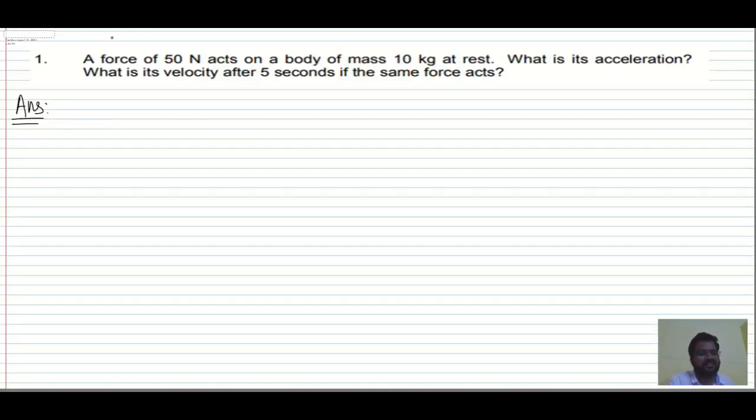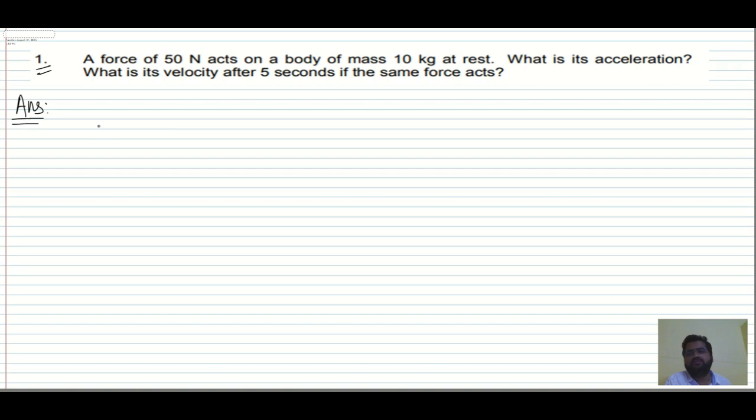So let's start with laws of motion DPP2, and in this, as you can see over here, first question: a force of 50 Newton acts on a body of mass 10 kg which is at rest. What is its acceleration? What is its velocity after 5 seconds if the same force acts?